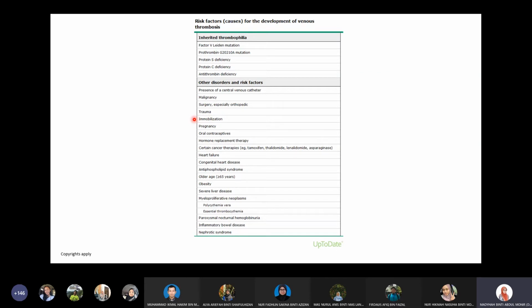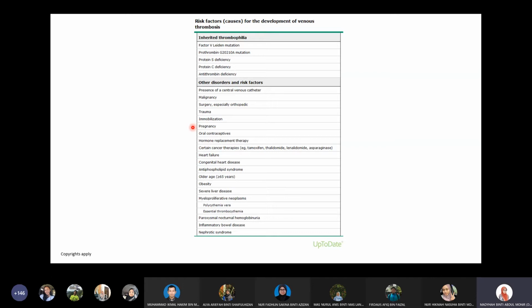So there will be stasis. When there is stasis, it is easier to develop thrombus. And when there is thrombus, as I have mentioned, there will be complications. So as you can see, there are a lot of causes: pregnancy, when you take oral contraceptives. For example, in pregnancy, there are many factors that can cause the patient to develop thrombosis.